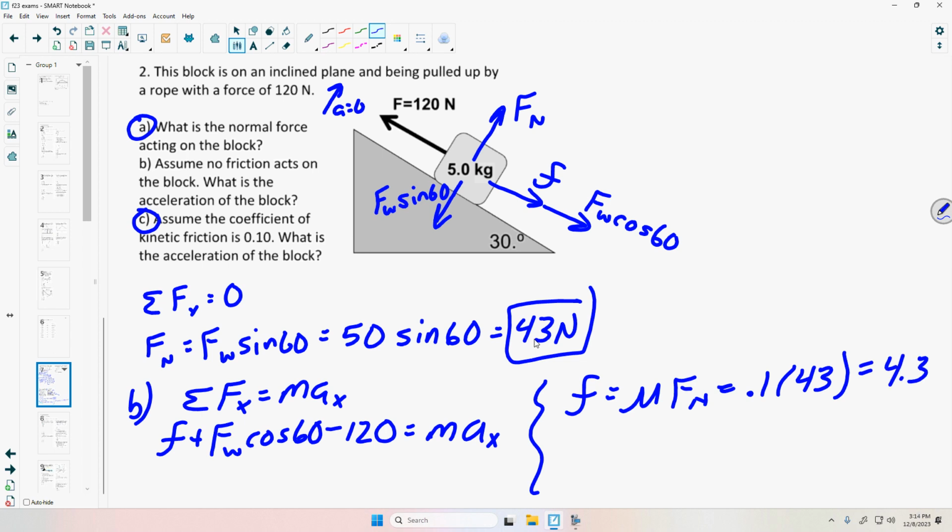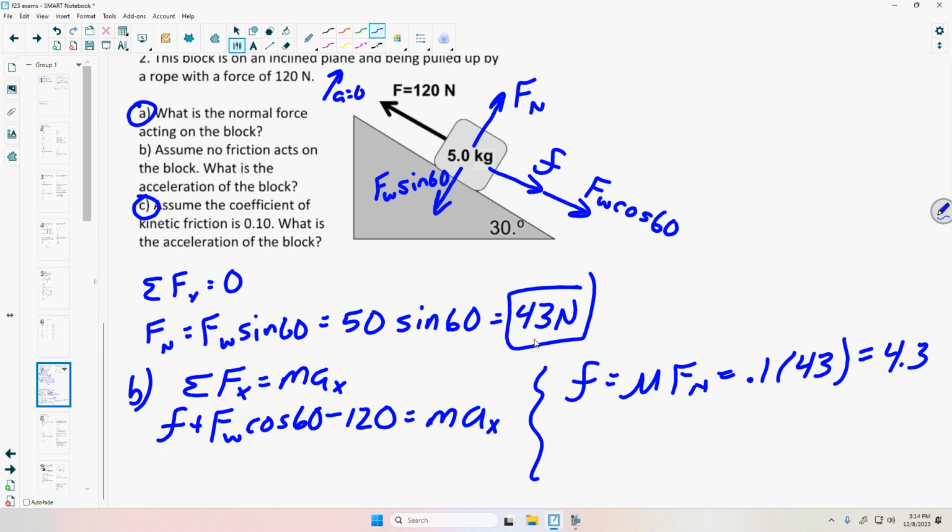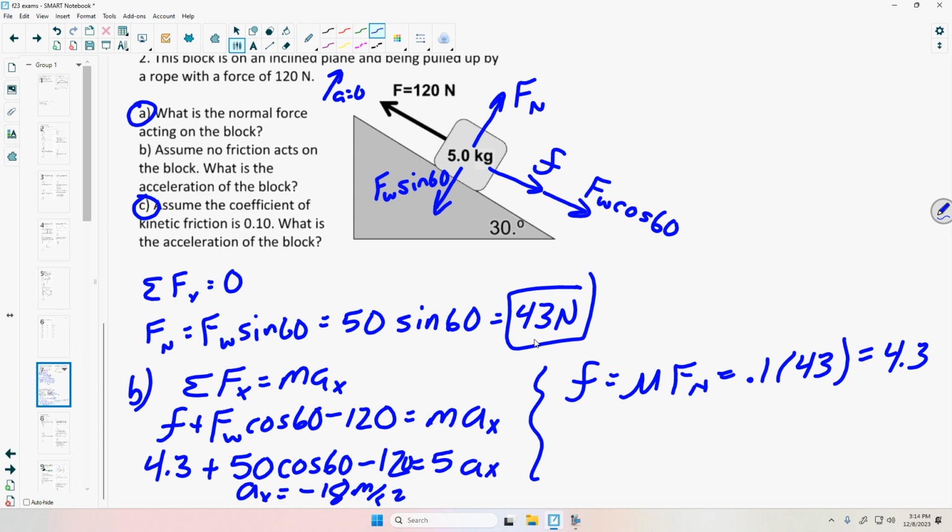And now it's just plugging in the numbers. So I get 44.3 plus the weight is 50. That's 5, the mass, times 10. Cosine of 60 minus 120 equals 5 times AX. And then you solve for AX, and you get AX, what was it, like minus 19 or something, I think? 18, something like that. 18, minus 18 meters per second squared.